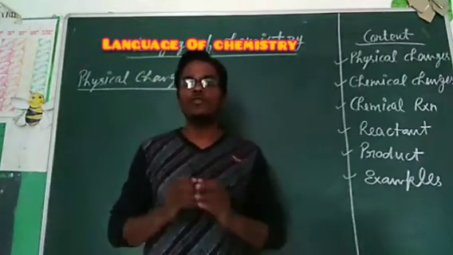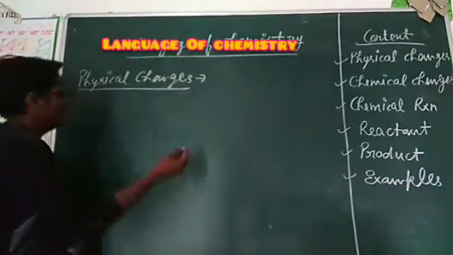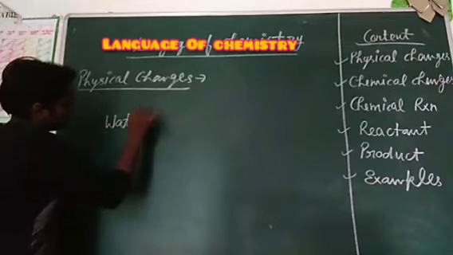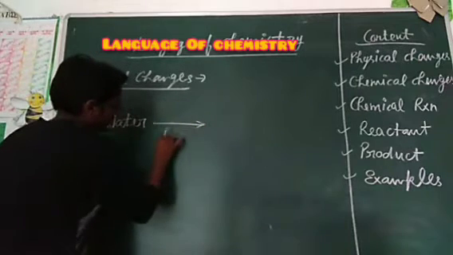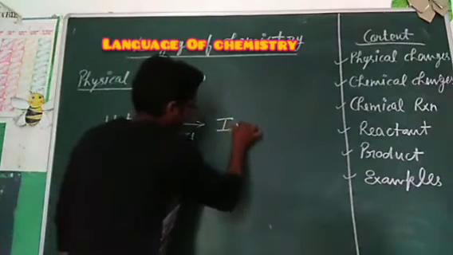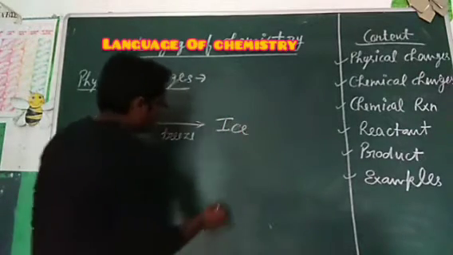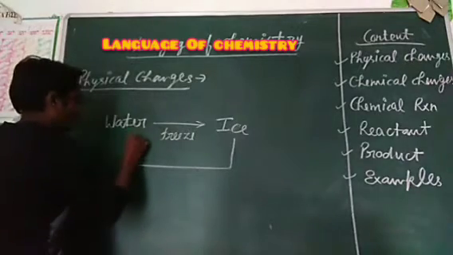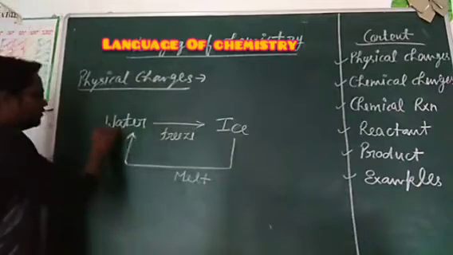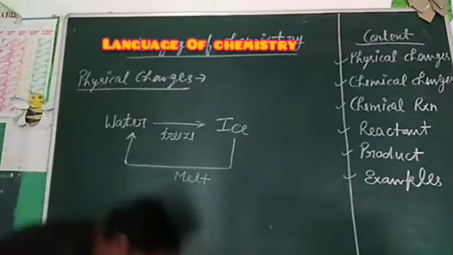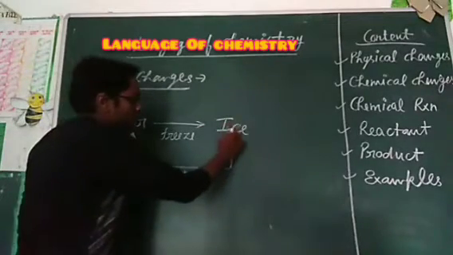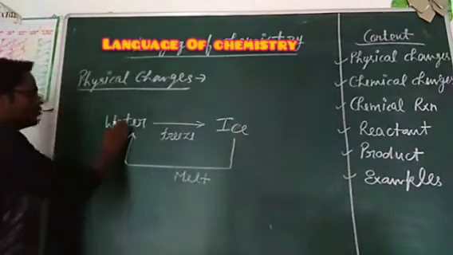change in which only the physical properties of a substance change. Physical property means if we are taking water and we just freeze it, then we will get the ice. Okay, and now when we melt this ice, then we will again get the water. So water freezes to become ice and ice melts to form water.